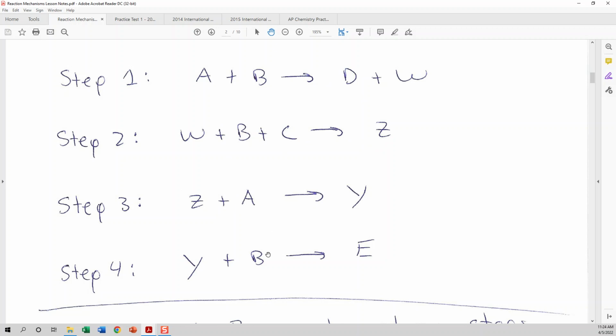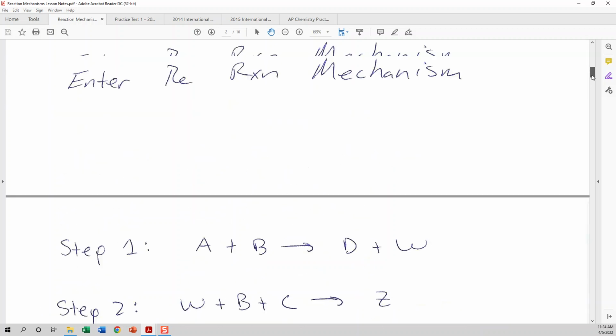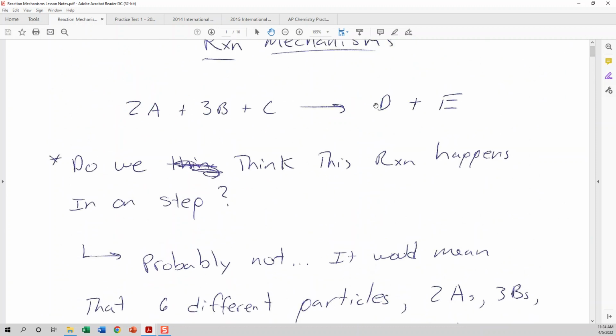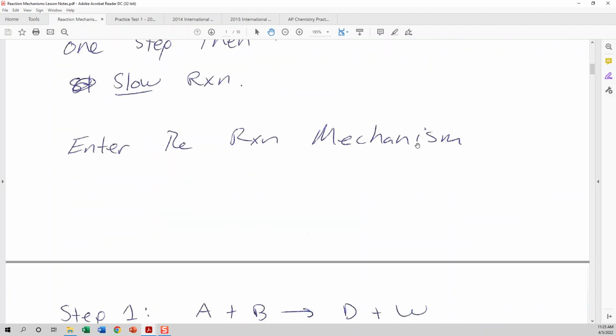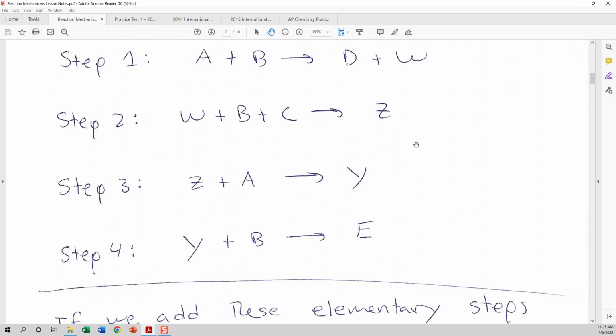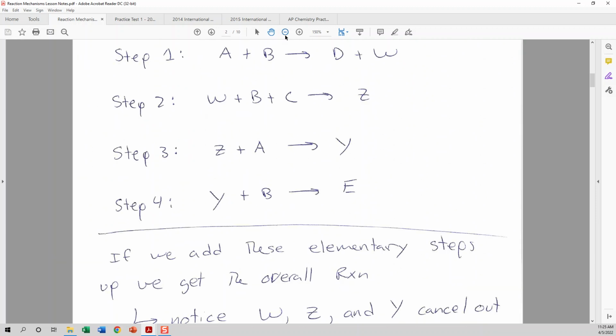And then Y collides with a B to form an E. And what we would do is if we add these steps up, we would notice that W cancels out, right? We would notice that Z cancels out. We would notice that Y cancels out. And what we're left with is 2 A's plus 3 B's plus 1 C yields a D plus an E. And that is the overall reaction that we described above here. So the steps of the mechanism have to add up to the overall reaction.